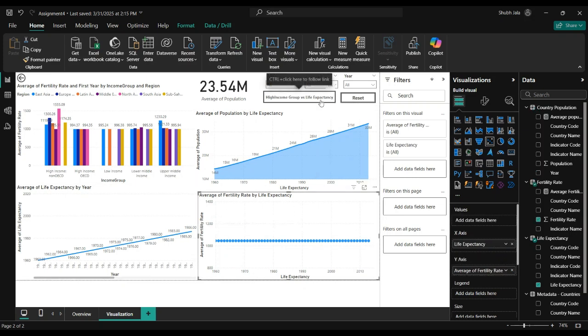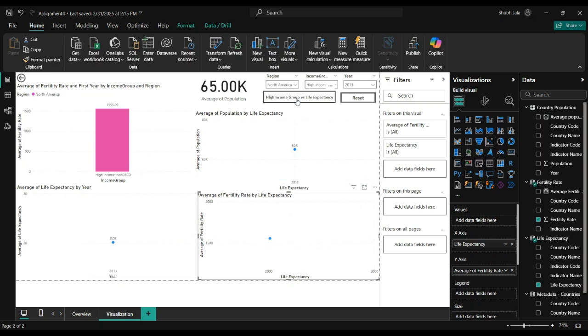After that, I made the bookmark through which we can get the high income group versus life expectancy. As we can see, North America has the highest average fertility rate in the high income group, in which the average population is 65,000 and the average life expectancy is 2013, whereas the average fertility rate is 1555. If we want to change any regions from here, we can change it.